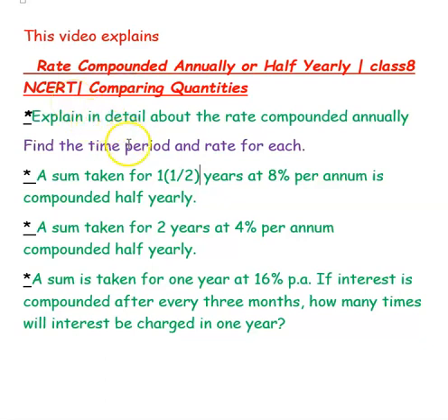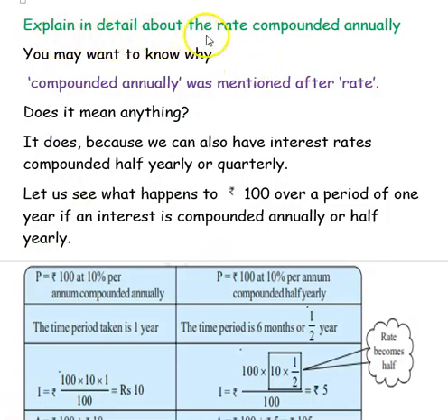In this video, we are going to see a few examples on how to find the sum for which the rate is compounded annually or half yearly. Explain in detail about the rate compounded annually. Okay, so now you may want to know why compounded annually was mentioned after the rate. It has some meaning. It does because we can also have interest rates compounded half yearly or quarterly.